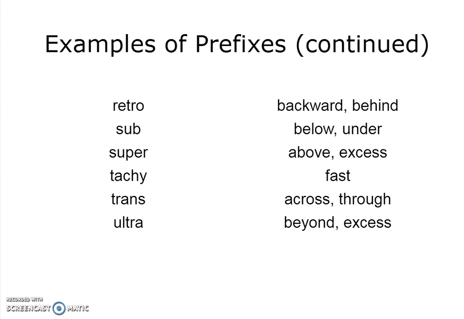Here are our final examples of prefixes and their meanings. Retro means backward or behind. Sub means below or under. Super means above or excess. Tachy means fast. Trans means across or through. Ultra means beyond or excess. Memorizing this list of prefixes will be extremely helpful to you as you proceed with your study of medical terminology.